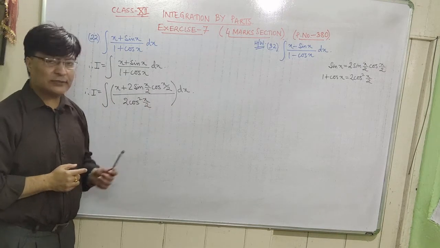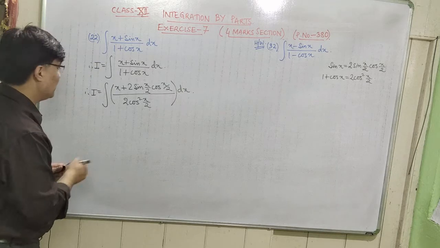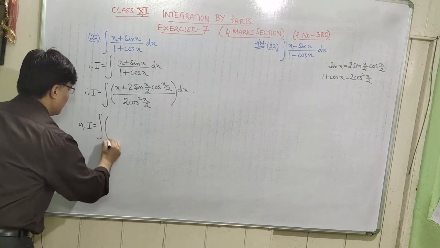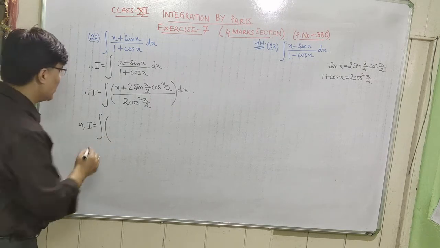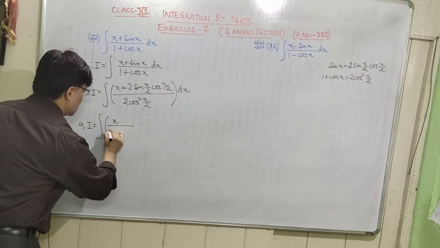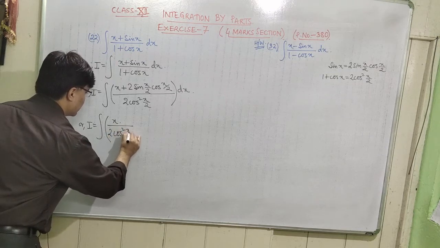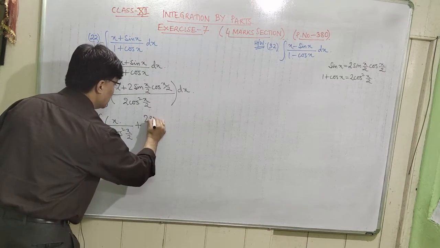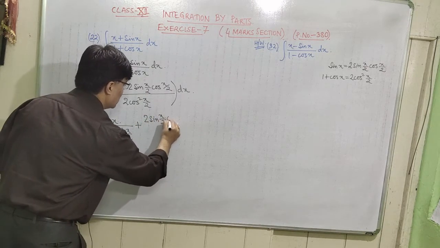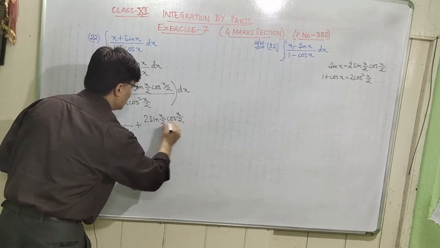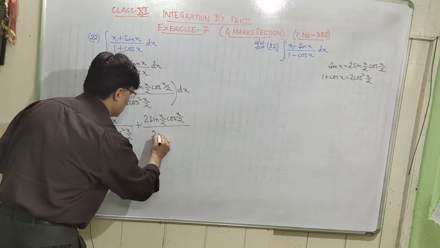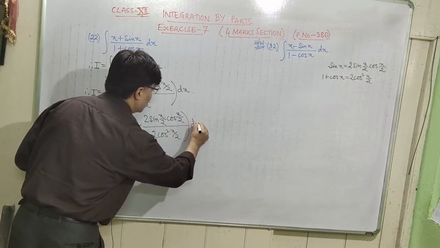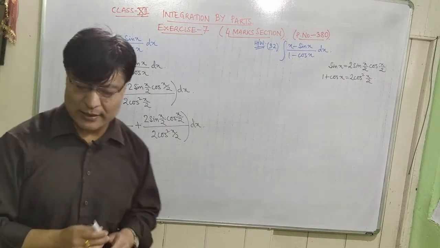Now you can separate the term in this case. Let us separate the fraction here, or I is equal to integration of, now within bracket, what do we write? x upon 2 cos square x by 2 plus 2 sin x by 2 cos x by 2 divided by 2 cos square x by 2, bracket close. Then what do we write? dx. Is that clear?